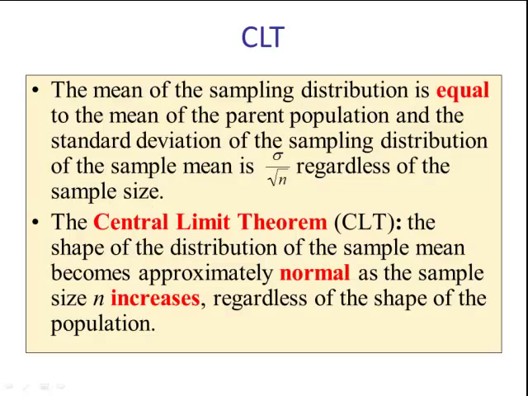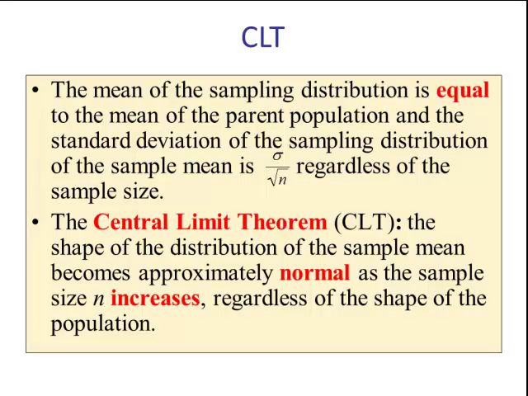So let's summarize. This is one of the most important theorems of all of statistics. It's called the central limit theorem, CLT for short. The mean of the sampling distribution is equal to the mean of the parent population, and the standard deviation of the sampling distribution of the sample means is sigma divided by the square root of n, regardless of the sample size. What the central limit theorem states is the shape of the distribution of the sample means becomes approximately normal as the sample size n increases, regardless of the shape of the population.